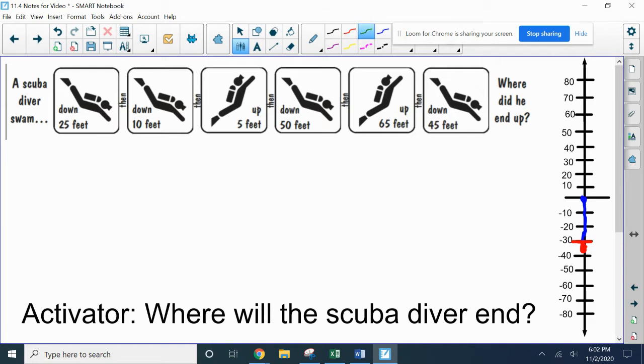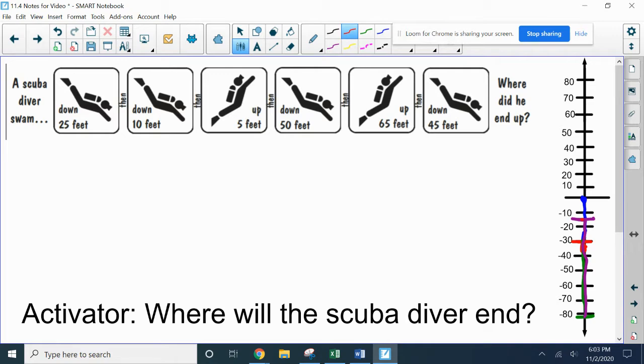And then he's going to turn around again and go down 50 feet. So down 10, 20, 30, 40, and 50. So then he went down 50 feet again. He's going to turn around and go up from there 65 feet. So 10, 20, 30, 40, 50, 65. And then lastly, he's going to go down 45 feet.